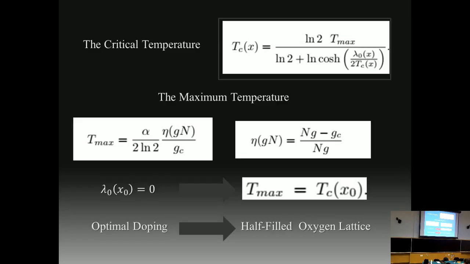And this Tmax is given by this expression in terms of this eta, where eta is a monotonically increasing function of Gn.